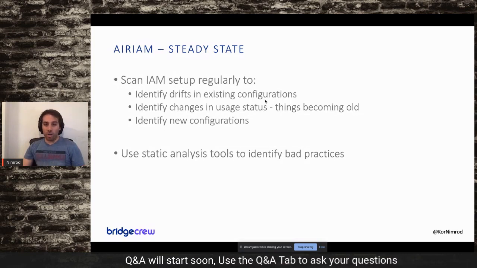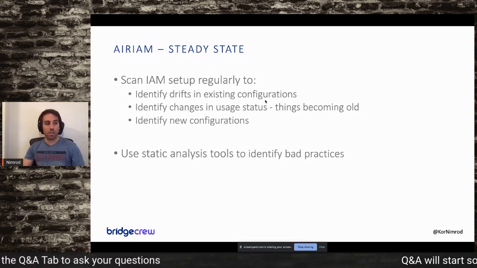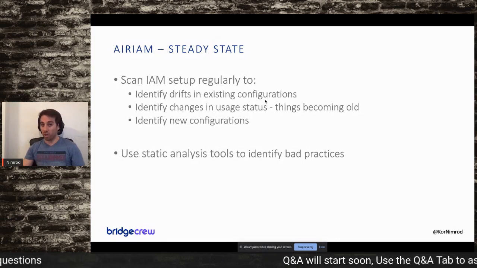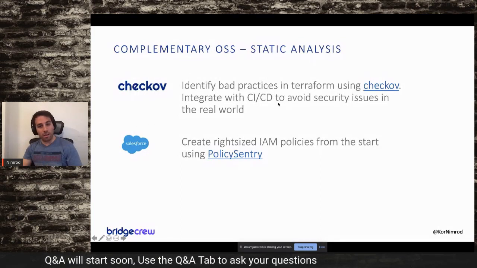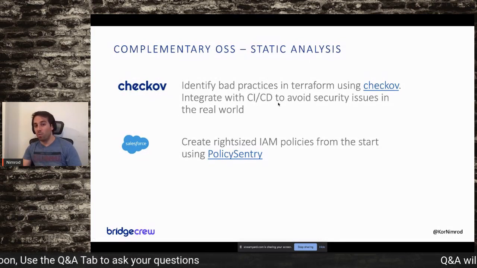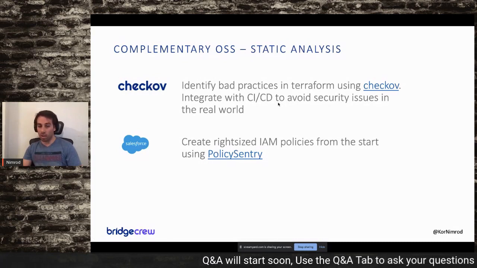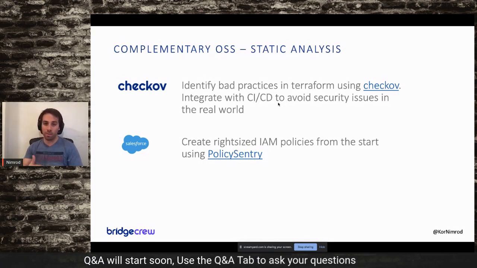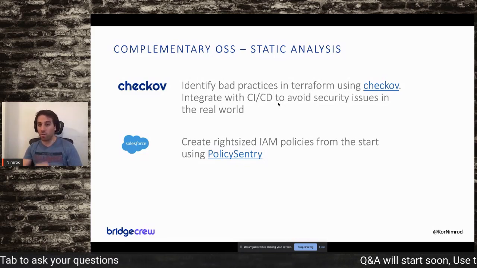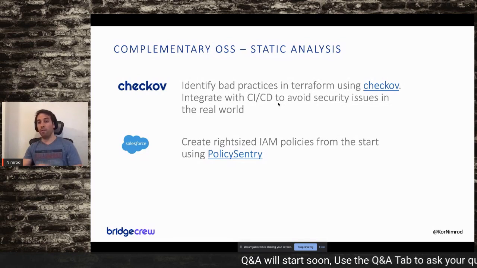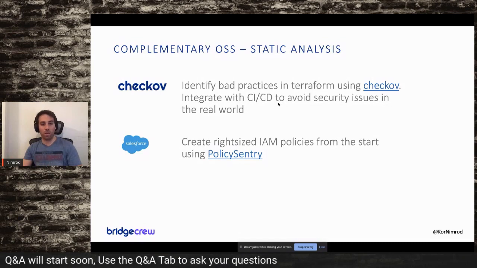The second thing I really recommend for you guys is to start using static analysis tools to identify bad practices in your infrastructure as code. So let's dive a bit into that. I'd love to recommend 2 great open source tools for this. One is Checkov. Checkov identifies bad practices in Terraform in general and also IAM in Terraform. Checkov specifically also integrates with your CI/CD to avoid general security issues in Terraform before they are deployed to the real world. So it's recommended regardless.